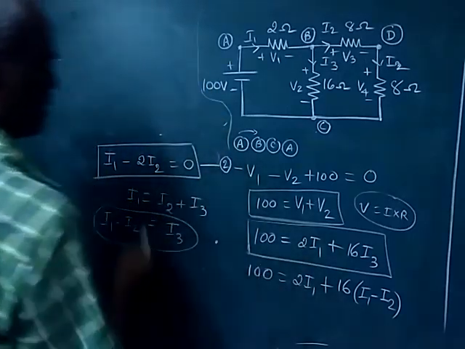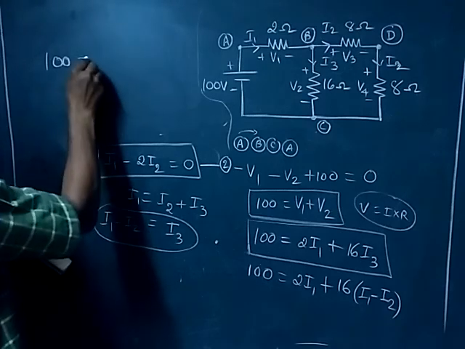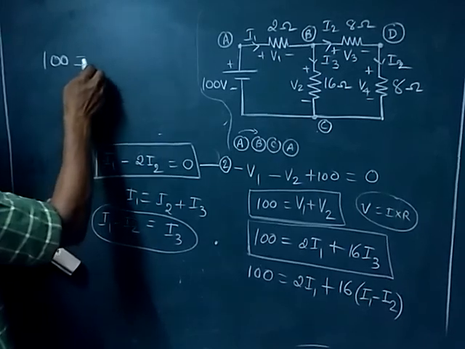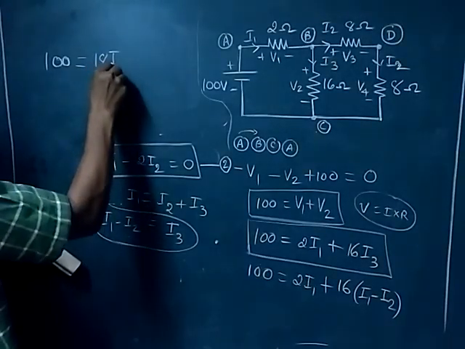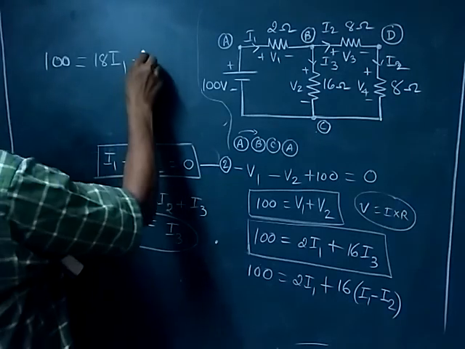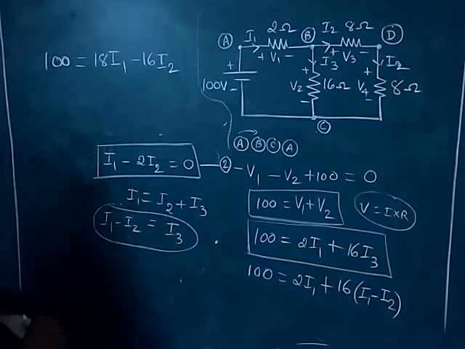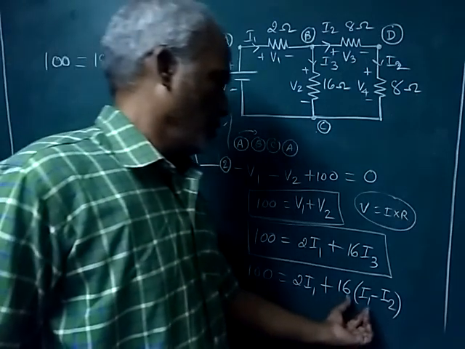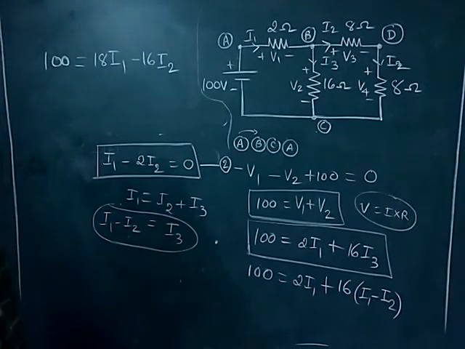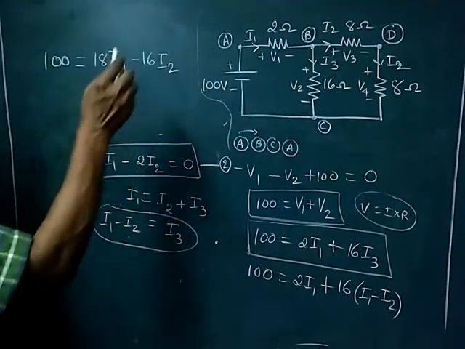So this will become 100 is equal to, now here we have 16 I1, here 2 I1, therefore 18 I1 minus 16 I2. Okay. So 2 I1, here we have 16 I1, therefore 18 I1 minus 16 I2, right. Now we will divide throughout by 2.